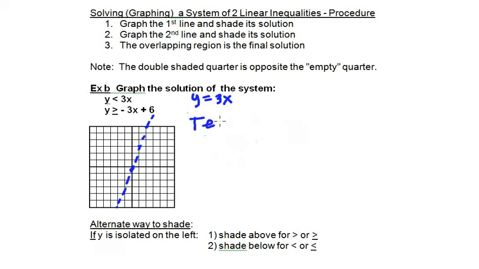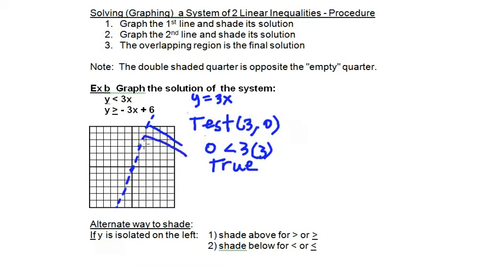So when I test the point (3, 0), I'll plug it into the original inequality. So I have y is less than 3x, so y is 0, and less than 3 times x, which is 3. And we can see this is 9, and 0 is clearly less than 9. So this point (3, 0) is true. So I know that this is true, and that means that everything on the same side, on the right-hand side, will also be true. So I can shade this entire area.